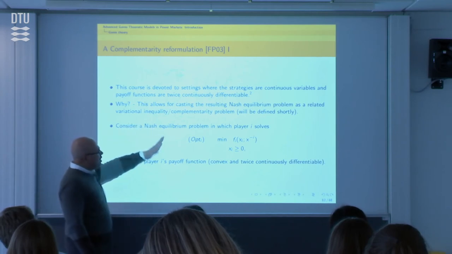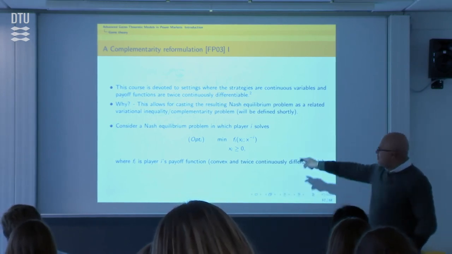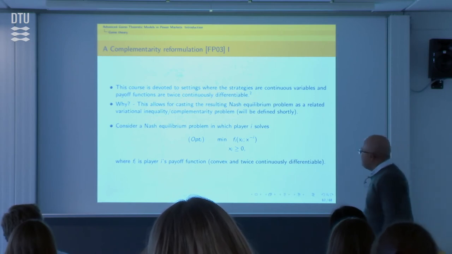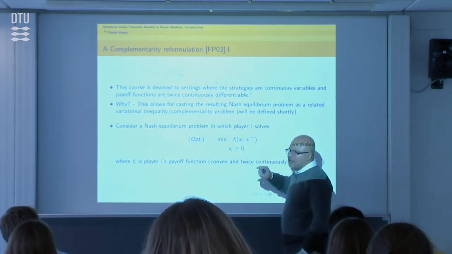Consider a Nash equilibrium problem where the player minimizes some function like that over the non-negative orthant. Let's assume for the time being that player i's function is convex in x_i given x_{-i}. This is important for everyone to see. A player's payoff function need only be convex in that person's decision variable, given what everybody else is doing. It doesn't have to be convex in the other person's decision variable, because you're only optimizing over your own decisions. As a consequence, I want to make sure everybody understands how to write down the optimality conditions here.